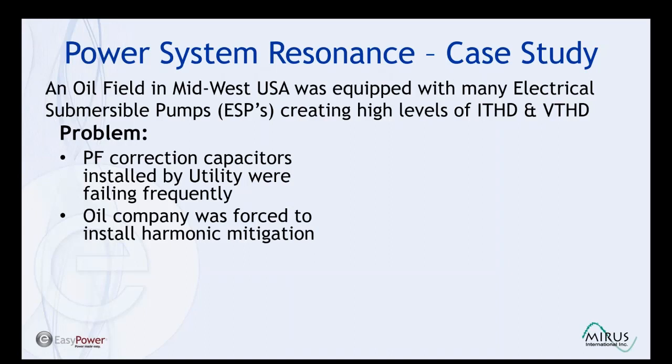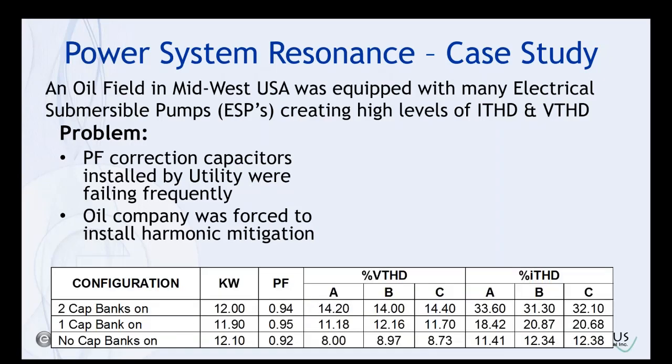Somewhat later, they discovered that the voltage distortion was high, and that the site was not meeting IEEE 519 limits, so they had instructed the oil company that they needed to install harmonic mitigation equipment. As we were doing the analysis of the application, we realized that the levels of voltage distortion relative to current distortion seemed higher than they should have been.